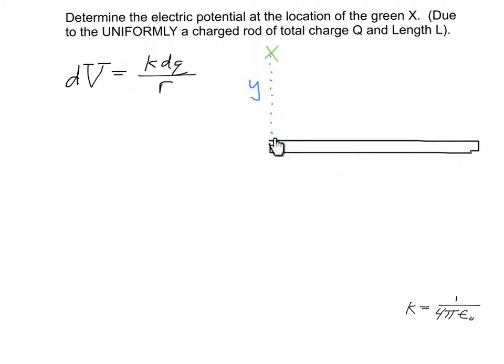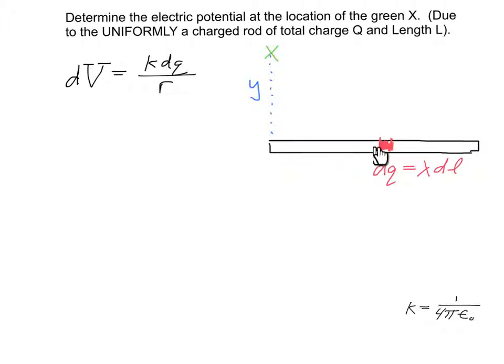Of course, depending on where you are on this charged rod, there'll be a different r, a different separation from the thing producing the electric potential to the location where we want to know the electric potential. So setting that up as an integrable function is the trick. Alright, so let's get started.